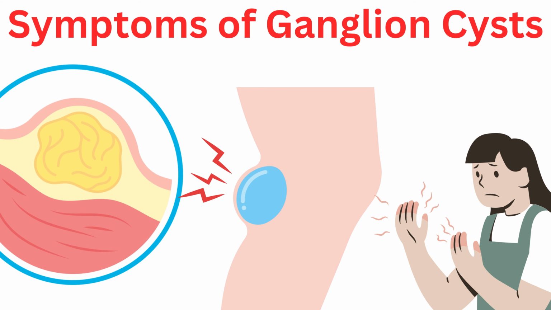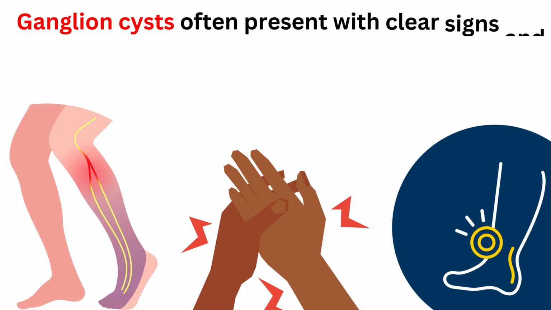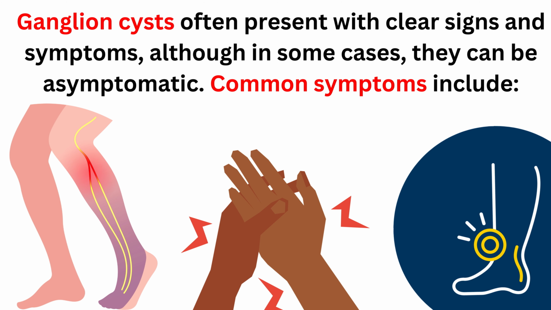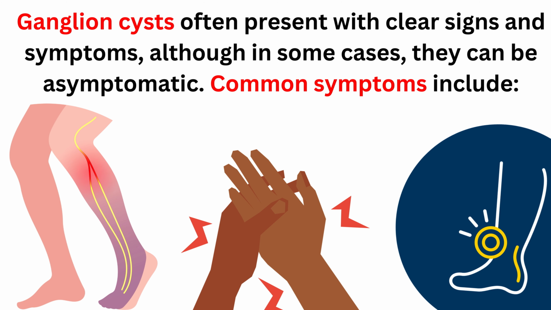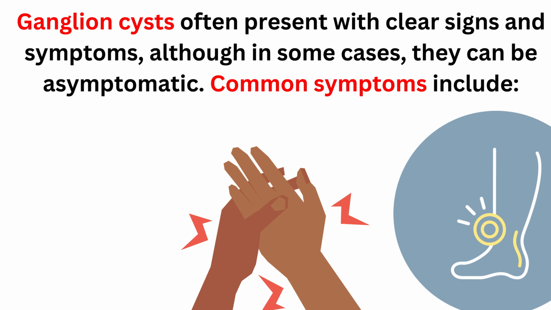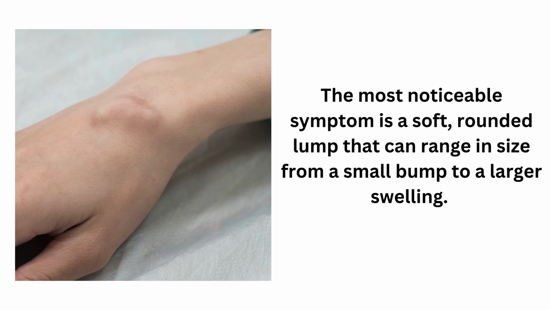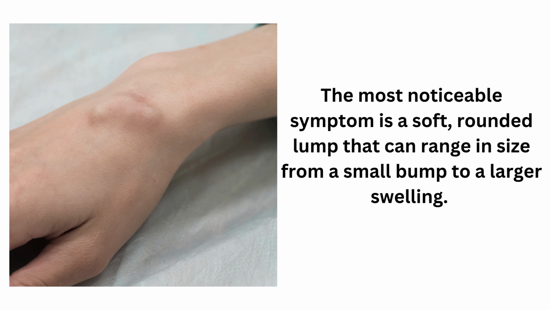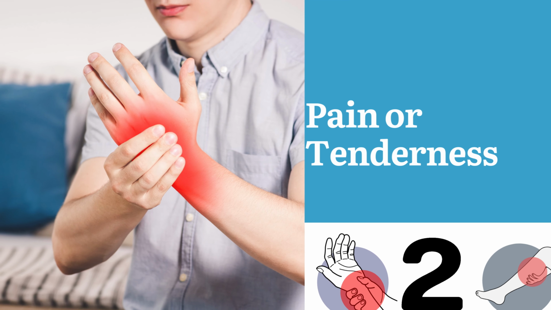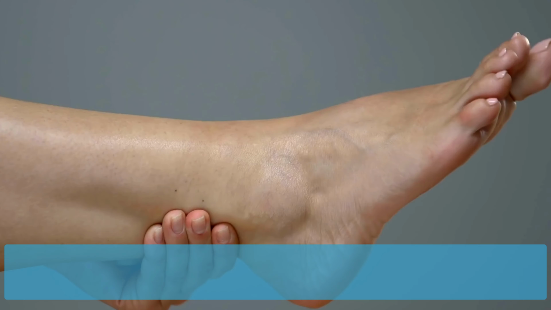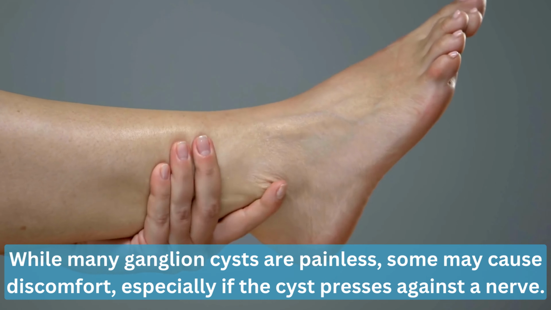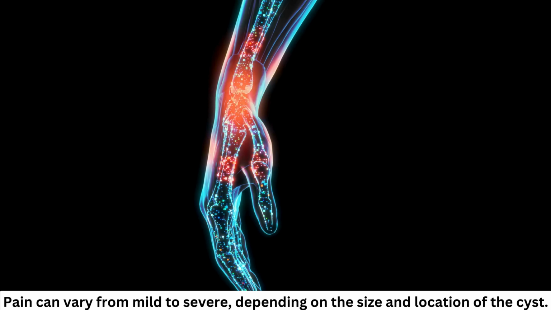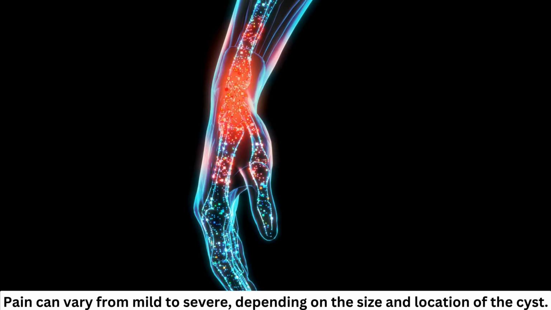Symptoms of ganglion cysts. Ganglion cysts often present with clear signs and symptoms, although in some cases they can be asymptomatic. Common symptoms include, number 1, visible lump. The most notable symptom is a soft, rounded lump that can range in size from a small bump to a larger swelling. Number 2, pain or tenderness. While many ganglion cysts are painless, some may cause discomfort, especially if the cyst presses against a nerve. Pain can vary from mild to severe, depending on the size and location of the cyst.